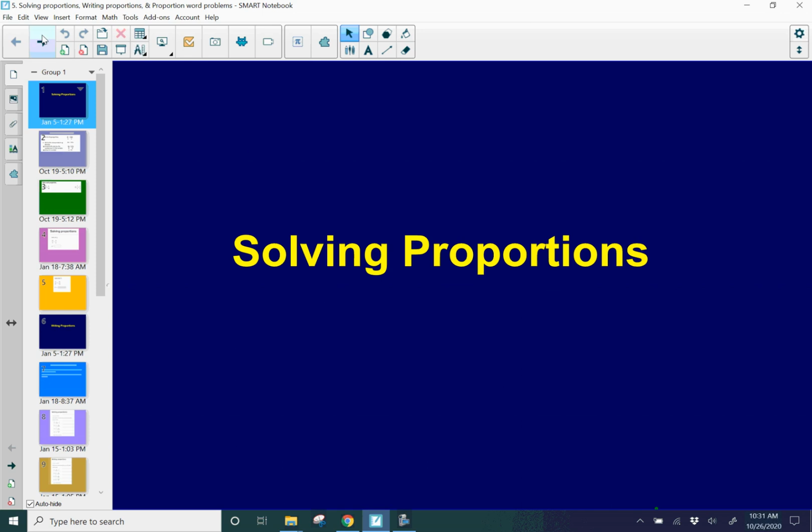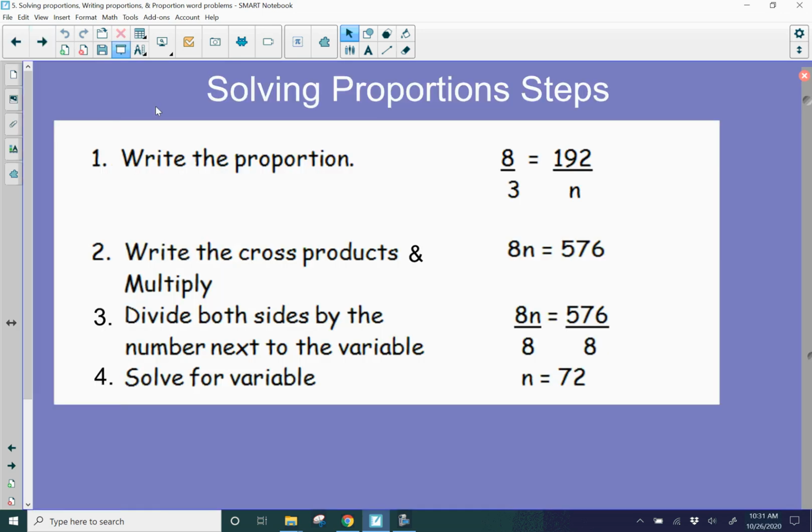Let's just review the steps on how to solve proportions first. So as you can see, we're starting here with 8 over 3 equals 192 over n. So your first step here would be to find your cross products, which means that you have to multiply 8 times n, which is going to give me 8n, and then 192 times 3, which gives me 576. And then just like in a one-step equation, to get my variable n by itself, we have to do the inverse operation. Since multiplication is happening between the 8 and the n, the inverse operation is division. I'm going to divide both sides by 8.